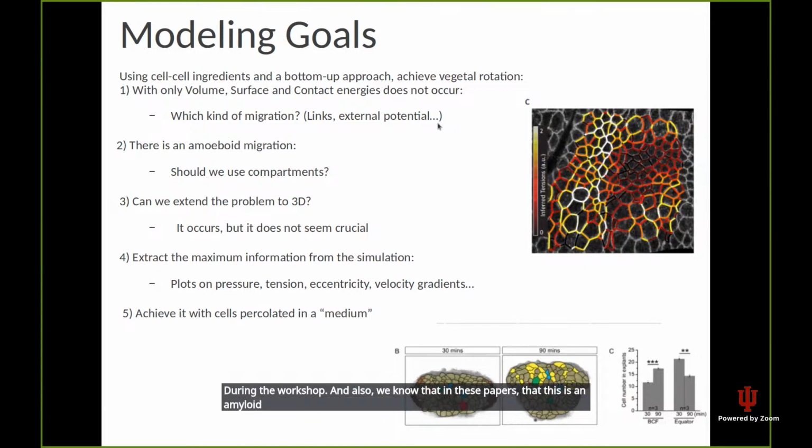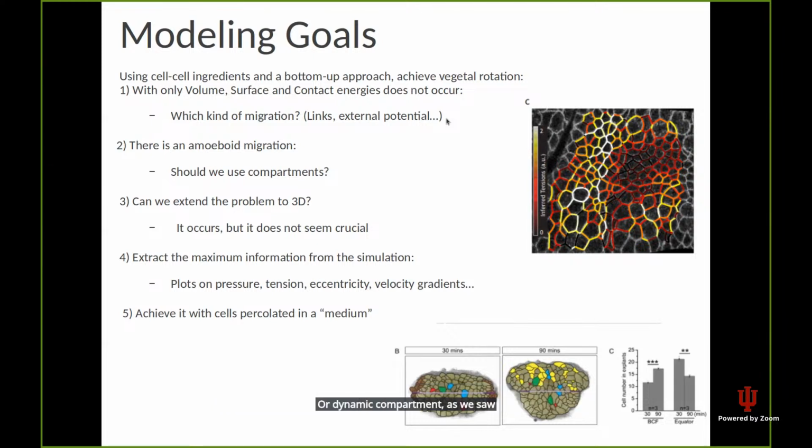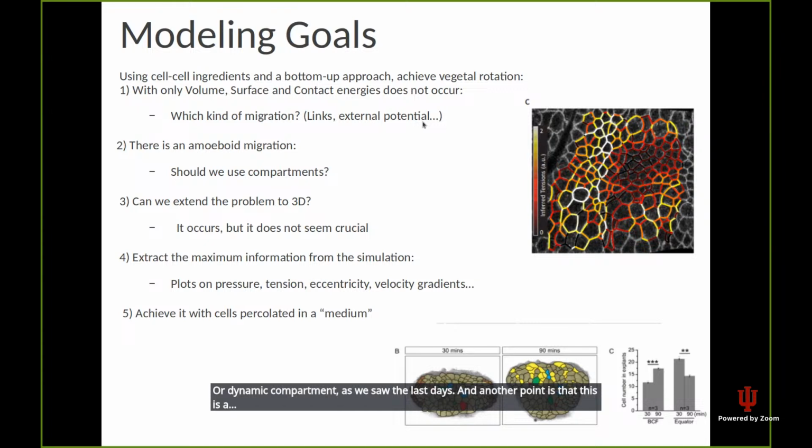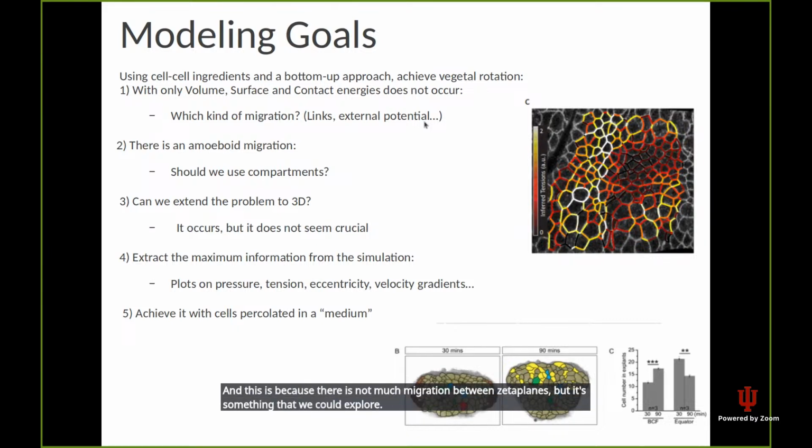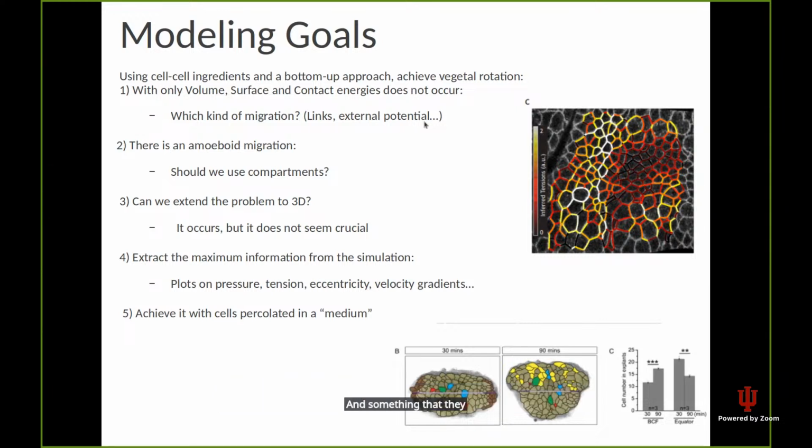So maybe we can use compartments or dynamic compartments as we saw the last days. Another point is that this is a 3D problem, although the video is 2D. This is because there is not much migration between zeta planes, but it's something that we could explore. And something I would be very interested in is that we prepare some good analysis of these simulations on the pressure in the cell, tensions, the eccentricity of the cells, velocity gradients.